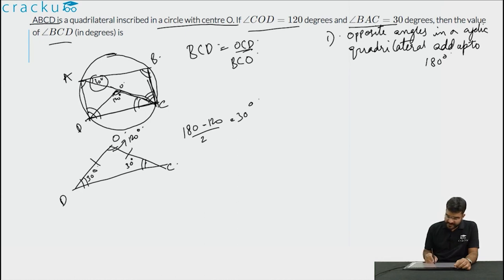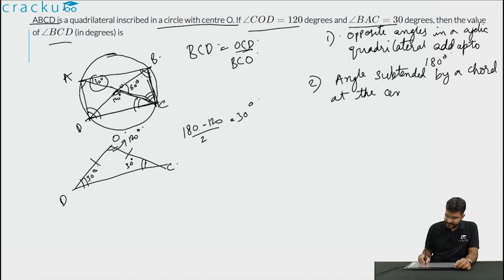Once you know that angle BAC is 30 degrees, the angle BOC will be twice the angle 30 degrees. So this will be 60 degrees. Why is that the case? Because the second thing that you should know over here is that the angle subtended by a chord at the center will be twice what it is subtending at the circumference. This is true for any chord.